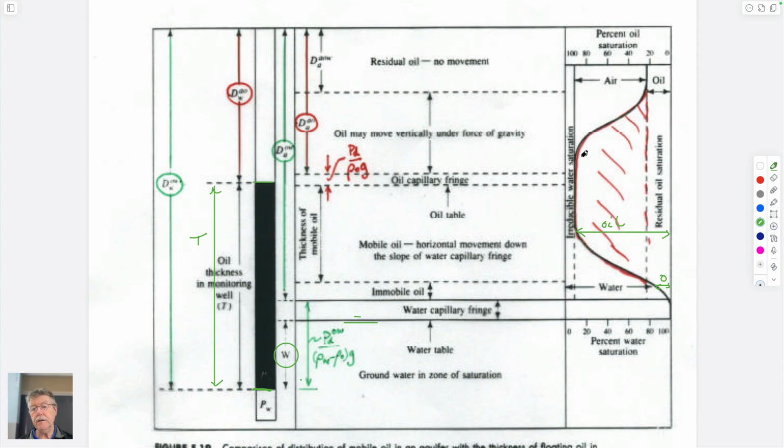And as you go up here, we're way above the water. And the components as you go across here would be, actually, three components. Right? This would be air. This would be oil. And this would be water.